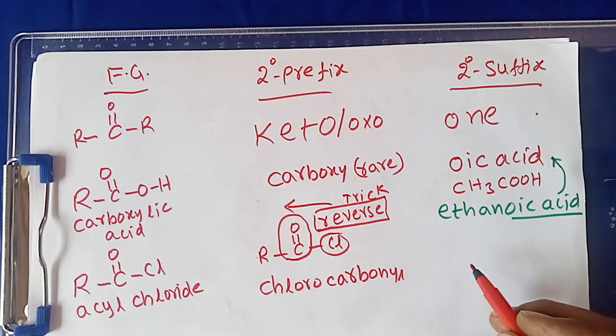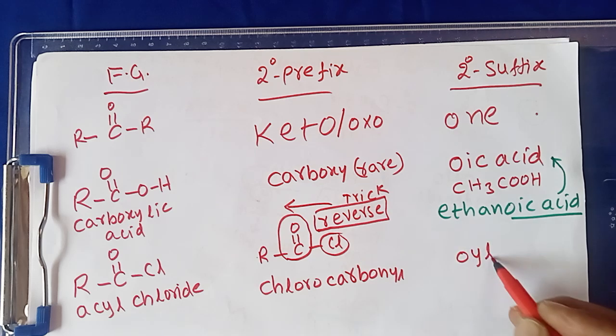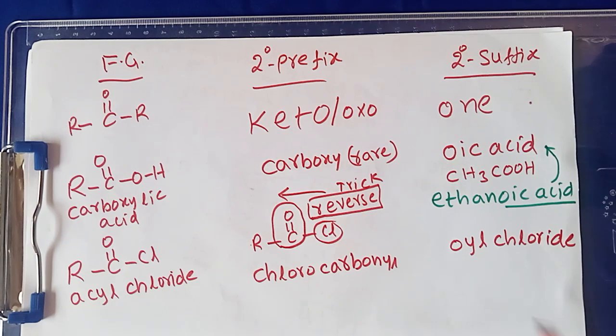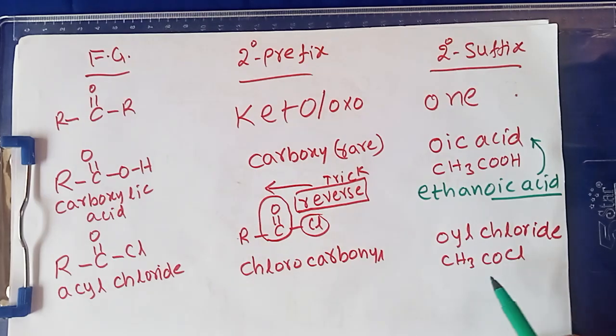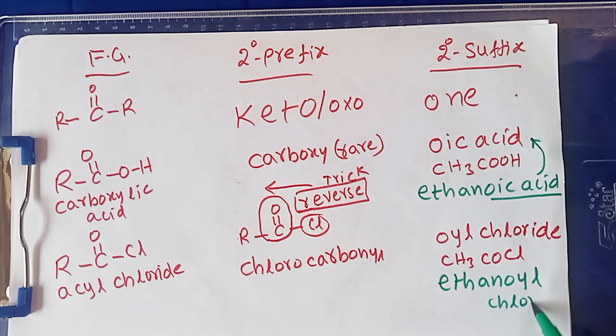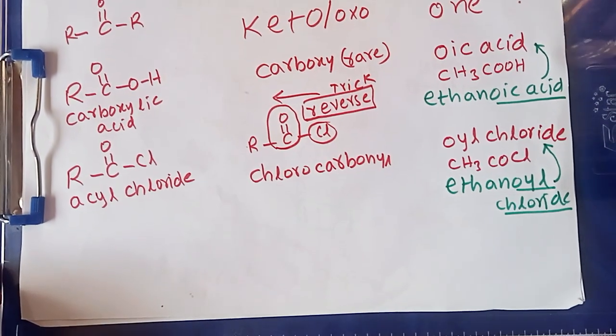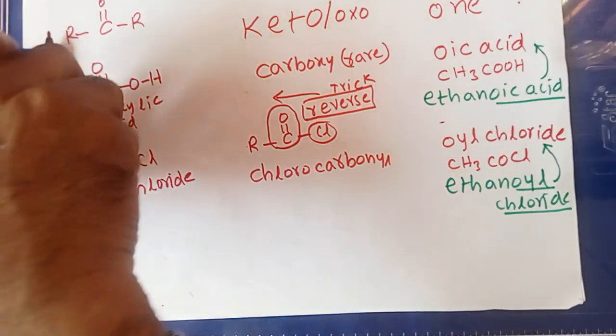And next, the secondary suffix is oyl chloride. For example, you can write one simple example. CH3COCl. What is this IUPAC name? Ethanoyl chloride. So oyl chloride. Here, from the example you remember the secondary suffix. If you feel it is very hard, this is it. Okay. Next functional group.